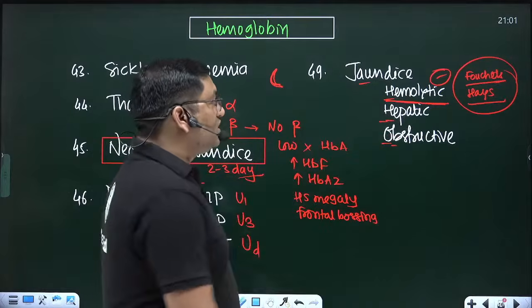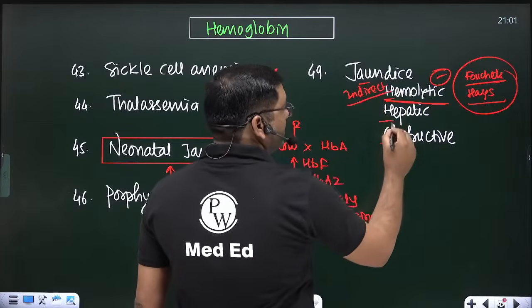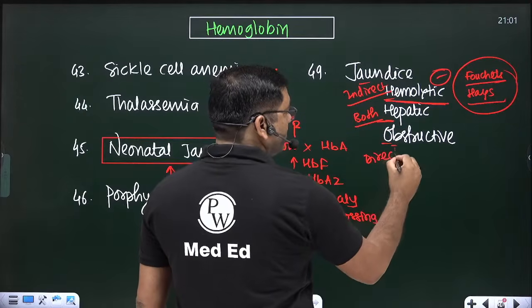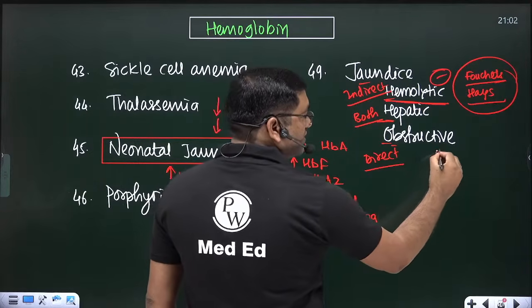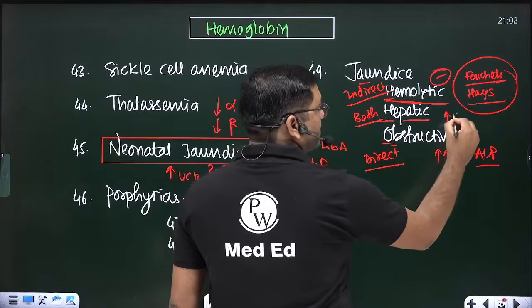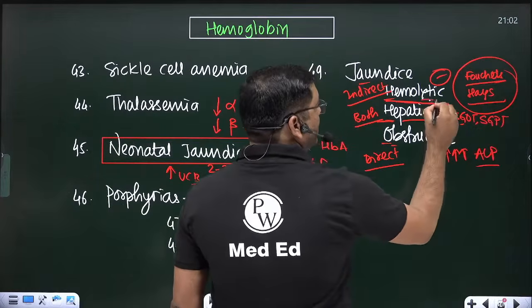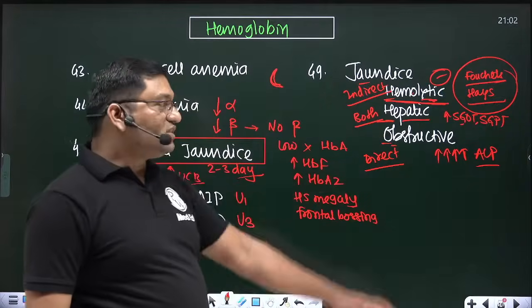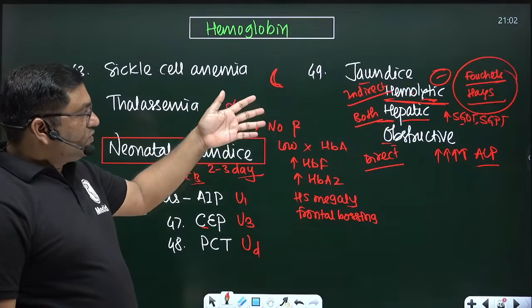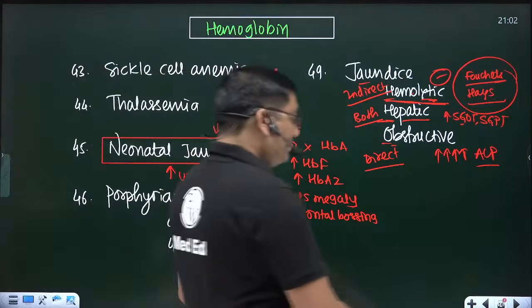In hemolytic jaundice, unconjugated, indirect bilirubin increases, while in hepatic jaundice, both types of bilirubin increase. In obstructive jaundice, direct bilirubin increases, and there is raised alkaline phosphatase activity. In hepatic jaundice, there is raised SGOT and SGPT level, and in hemolytic jaundice these enzymes are normal. So these are the different clinical cases from the hemoglobin topic.